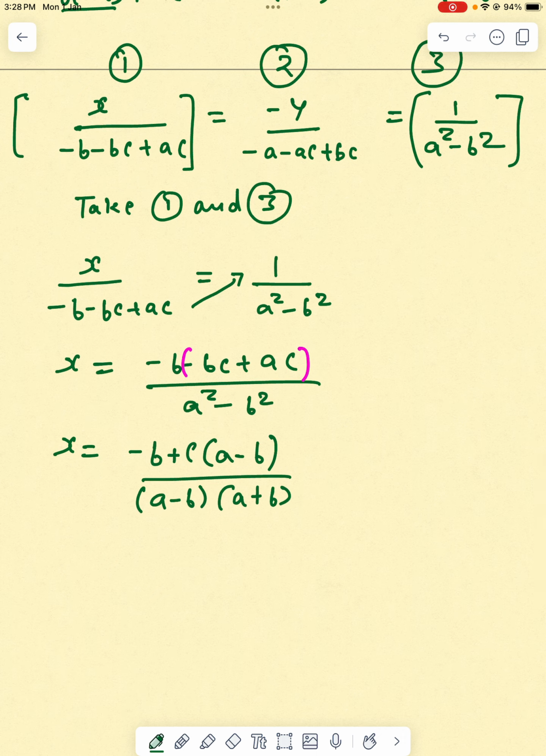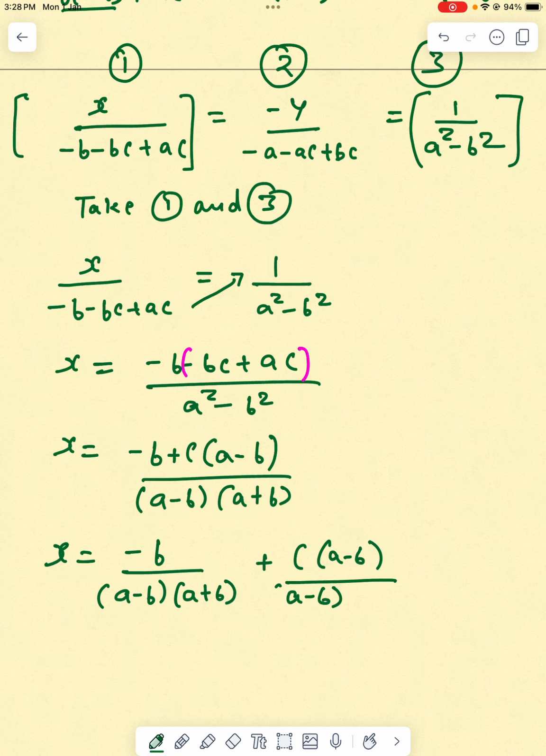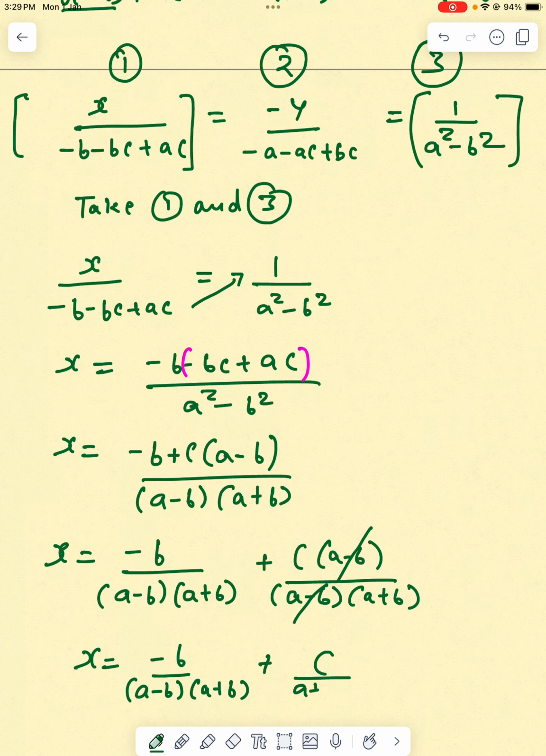If you further want to simplify it, you can just take out the denominator. You can write the denominator and denominator differently like this, a minus b on a minus b, a plus b. So a minus b and minus get cancelled out, so x will be minus b upon a minus b and a plus b plus c upon a plus b. So this is the way you find the value of x.